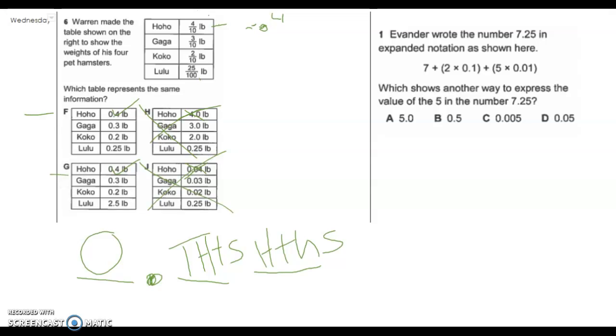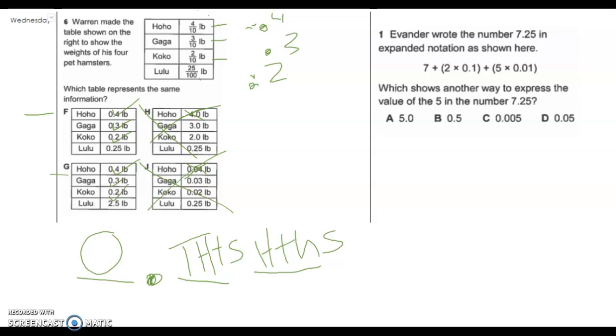Okay, so now let's look at Gaga. This fraction would be said 3 tenths. So we would do decimal point 3. So let's go through. Let's see, Gaga, yep, for F, that looks good. And G, that looks good. Now let's look at Coco. That, we would say 2 tenths. So that means we're going to put the 2 in the tenths place, so directly after the decimal. So let's look at F, Coco, looks good. G, looks good.